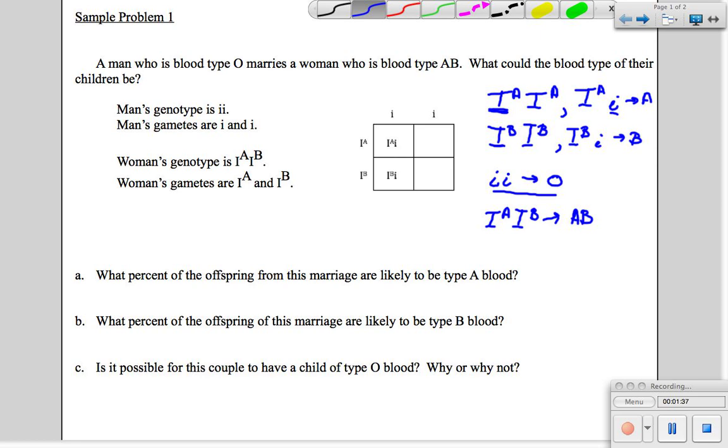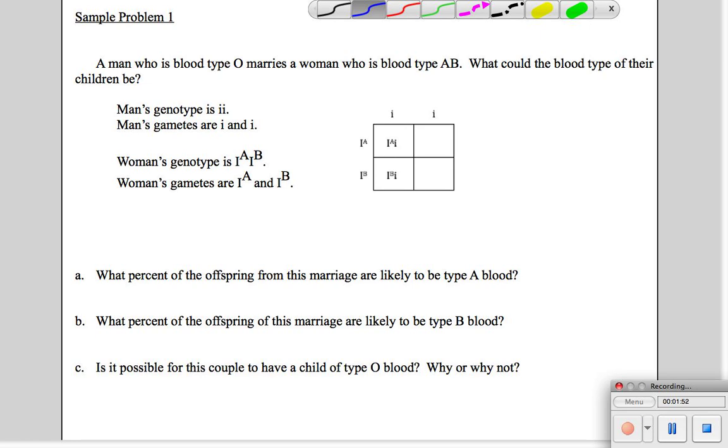So now let's take a look at what this looks like in a problem. Blood typing can be useful in solving paternity cases. Although it's somewhat restrictive, it can point us in the right direction. In this first problem, sample problem 1, we have a man who's type O, and he marries a woman whose type is AB. We need to determine what the blood type of their children are.